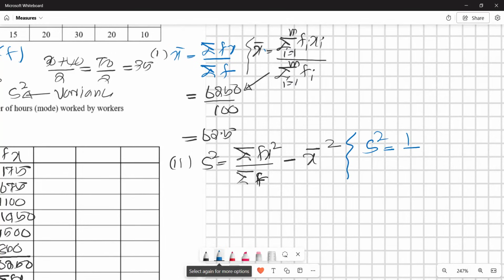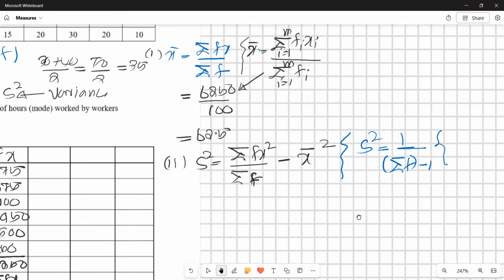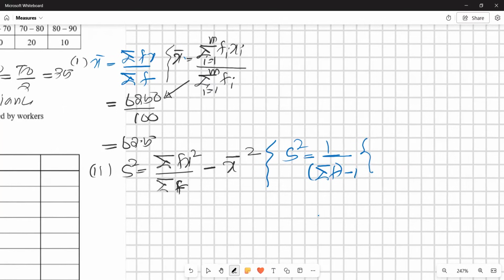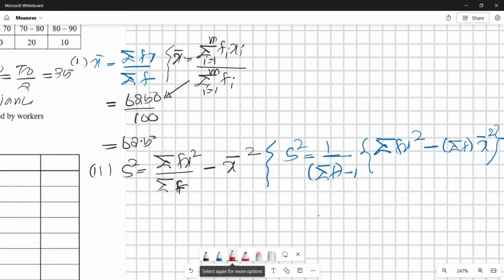S squared equals 1 divided by sigma f minus 1, this is n minus 1, in curly brackets, sigma fx squared minus sigma f x bar to the power 2. Both are correct, right? But my lecture series corresponds to the first one. Actually, this is for population.